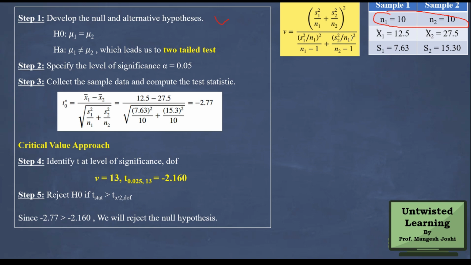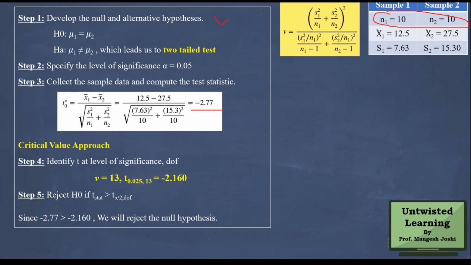The formula is x1 bar minus x2 bar divided by the square root of s1 square by n1 plus s2 square by n2. This is the formula given. So you can calculate this t0 by this formula, and it comes out to be minus 2.77.